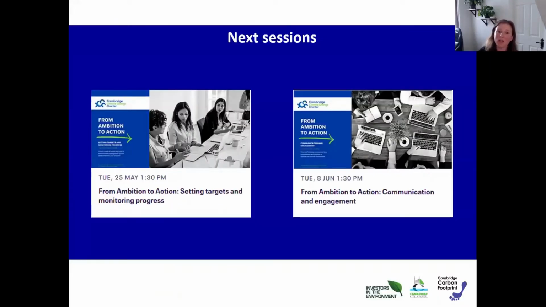So with that in mind, the next sessions for the Ambition to Action series are going to be about setting targets and monitoring progress, and working out what you can actually do, now you've got your carbon footprint, to start to reduce that. And maybe looking more broadly than carbon footprinting as well, because carbon footprinting doesn't always account for everything. So looking at things outside of the carbon footprint too.